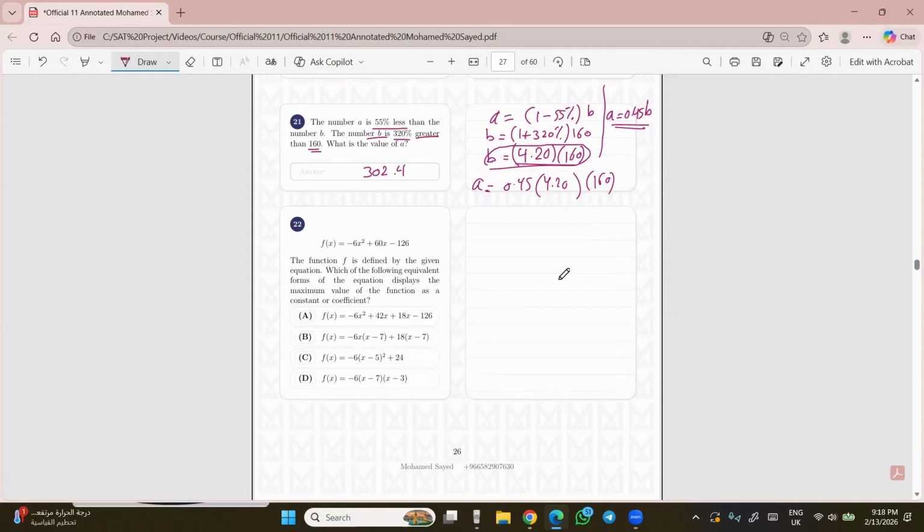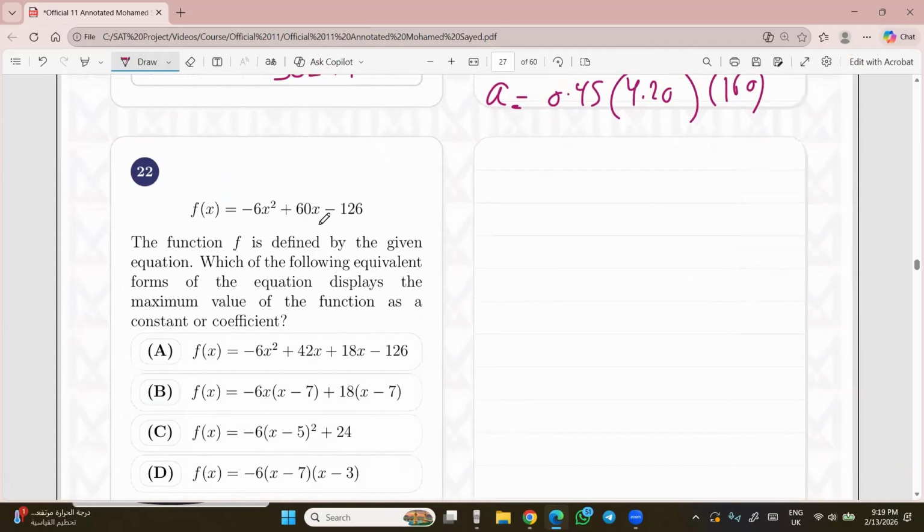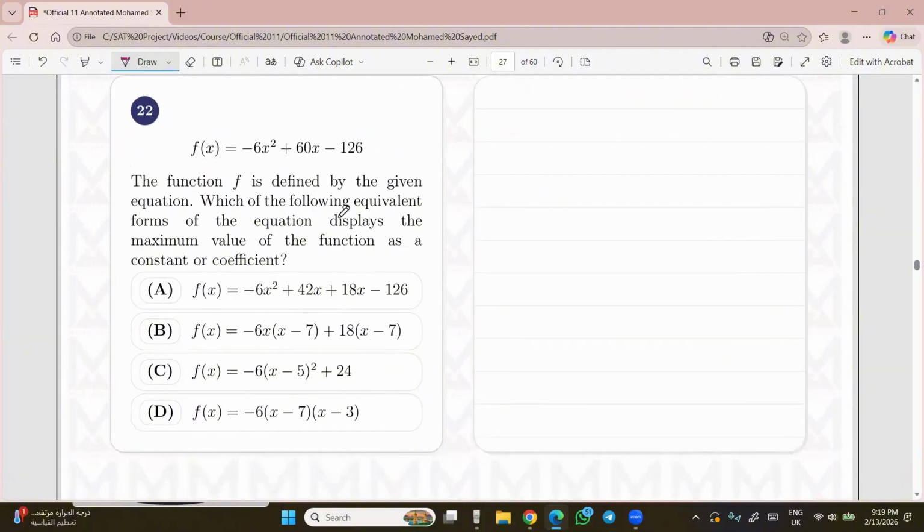Okay, number 22 is a quadratic equation. As you can see here, these are very repetitive kinds of questions. f of x is equal to this kind of equation, and the function f is defined by the given equation. Which of the following equivalent forms of the equation displays the maximum value of the function as a constant or coefficient? All of them are equivalent, I mean, the same thing.